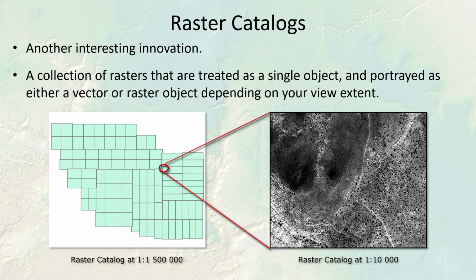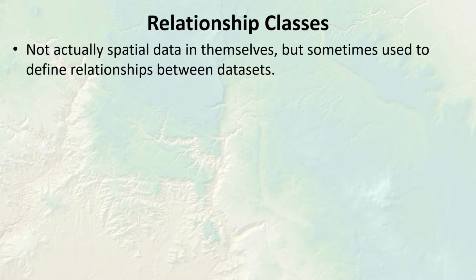individual raster extents. Next up are relationship classes, and we will use relationship classes in this class. These relationship classes aren't actually spatial data in themselves, but they're sometimes used to define relationships between datasets and geodatabases. So for example, a water pipe dataset may be a bunch of polylines that might have a point feature class of pumping stations. These may be related to each other because the pumping stations never exist without the associated pipes. Now you can set up a relationship class between these two datasets in such a way that selecting or deleting a particular pipe will also select or delete any associated pumping stations.